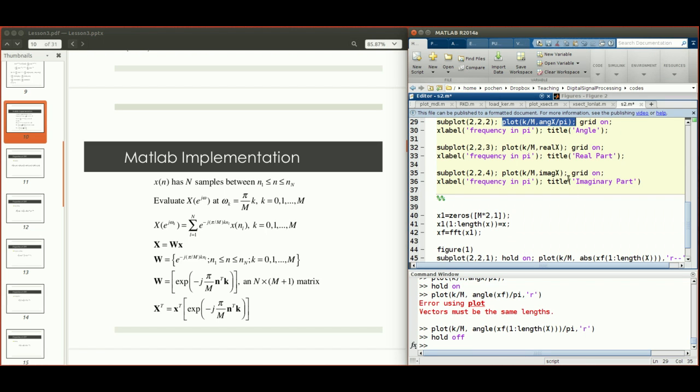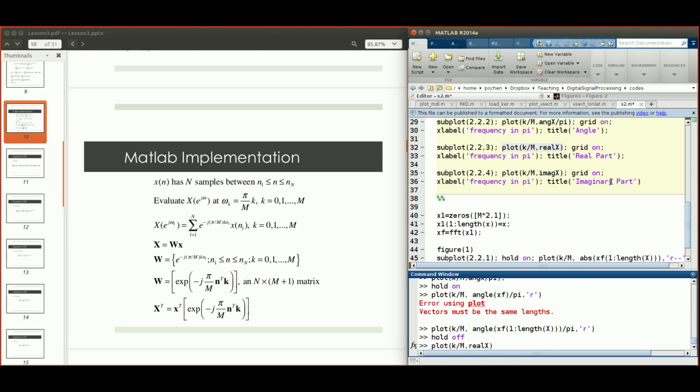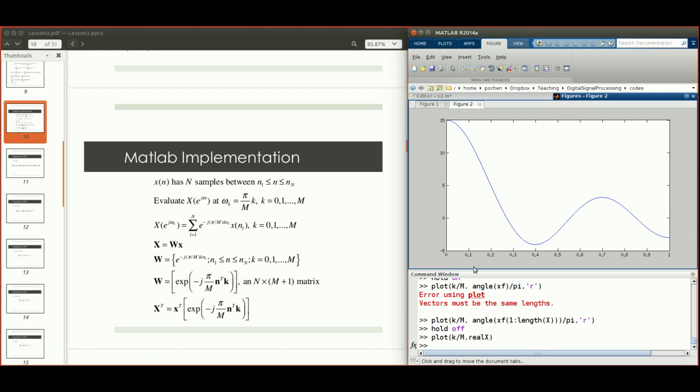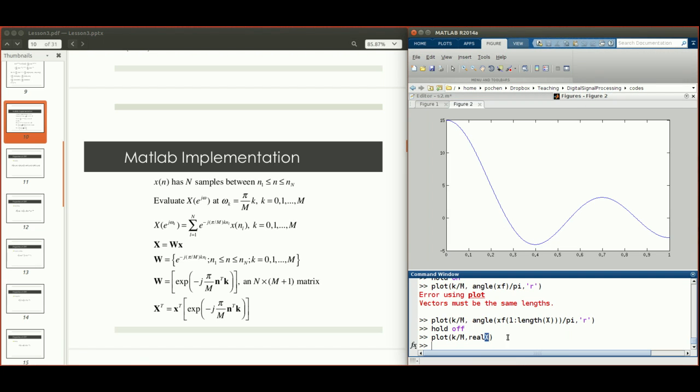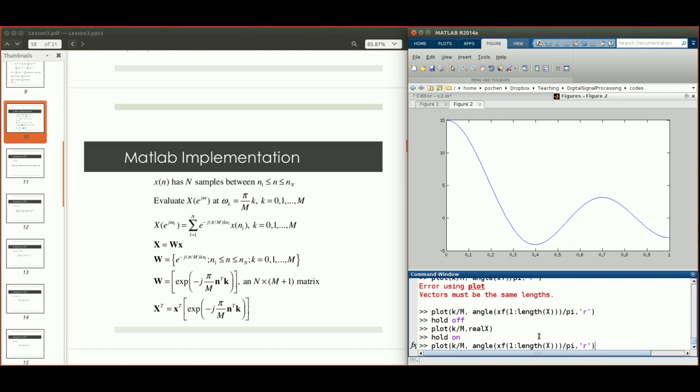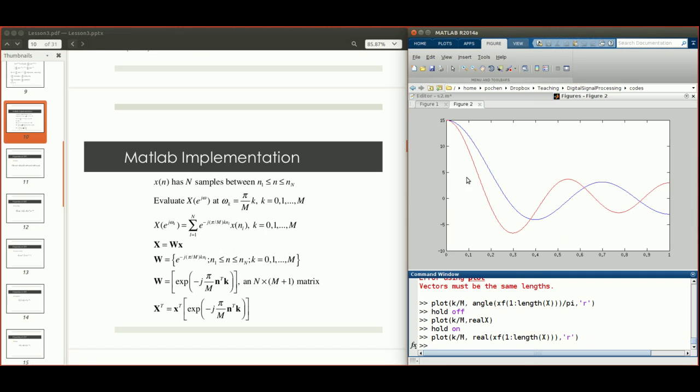So I plotted the real part here. That's the real part of my big X, right? And then if I hold on to it, and then plot k divided by M, if I plot the real part, you can see they are also different, right? The same is also true for the imaginary part actually. The imaginary parts are also different. So why are they different, right? Why are they different?